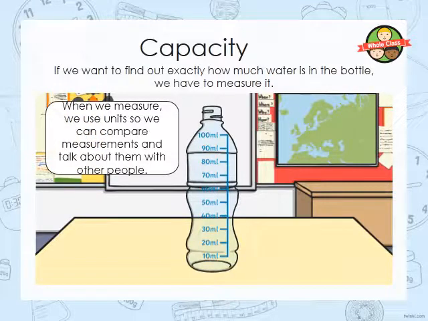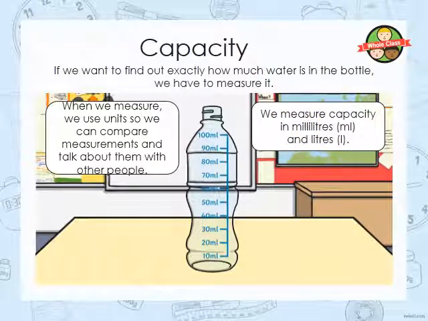When we measure, we use units so we can compare measurements and talk about them with other people. We measure capacity in what? In milliliters, we write as ml, and liters, L. ml means milliliter, L means liter.